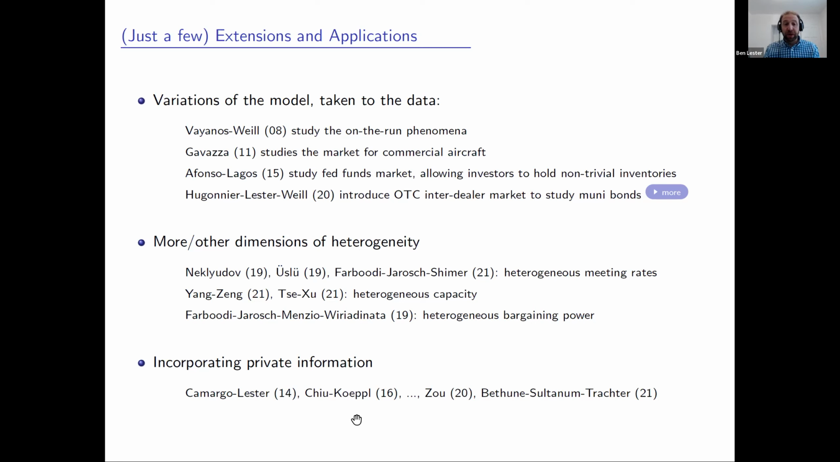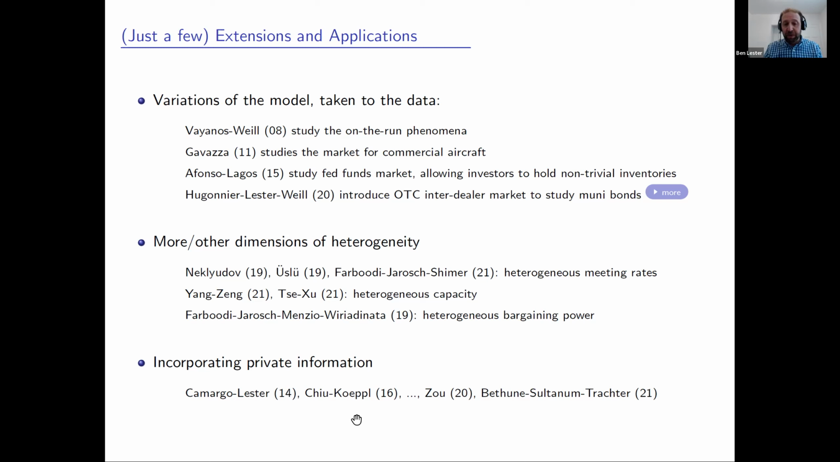People have also explored a lot of different dimensions of heterogeneity. I'll explain a couple here. One obvious thing to think about is that different agents might have different meeting rates with other agents in the economy. So in our model, the guys who intermediate the most are those of moderate valuation, because they buy and sell with equal intensity.